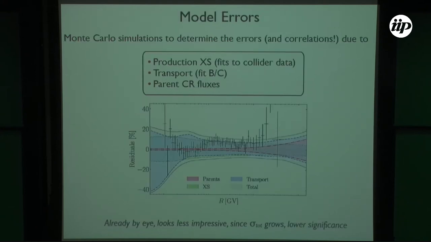If you had theory uncertainties, where would they come from? They come from uncertainties in the production cross-sections, which are basically fit to collider data with motivated parameterization. Transport parameters: the boron over carbon determination of your diffusion coefficient is not error-free. And knowledge of the parent fluxes. Overall, you see that the total error bar is this gray band, and it's not negligible at all. It's bigger, in fact, than the AMS errors for all regions, but very low and very high rigidity. So forget about doing the analysis without using theory errors, because they dominate.